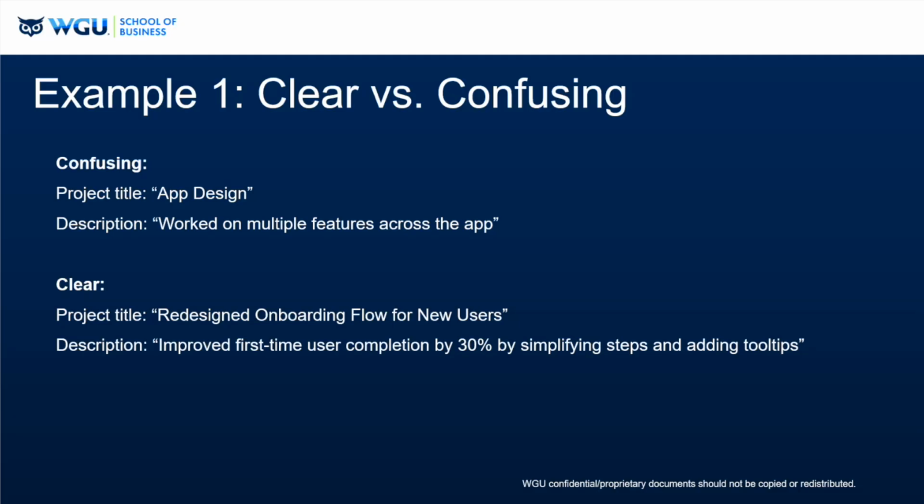Project title: redesigned onboarding flow for new users. That's a much more descriptive way to say you created an app. Description: improved first-time user completion by 30% by simplifying steps and adding tool tips. This really shows in a second what your outcome was, what your role was, what your process was. So it doesn't have to be long, but you want it to be descriptive.